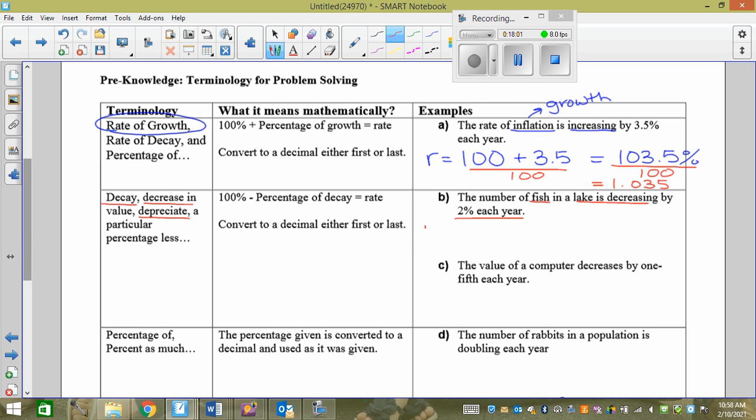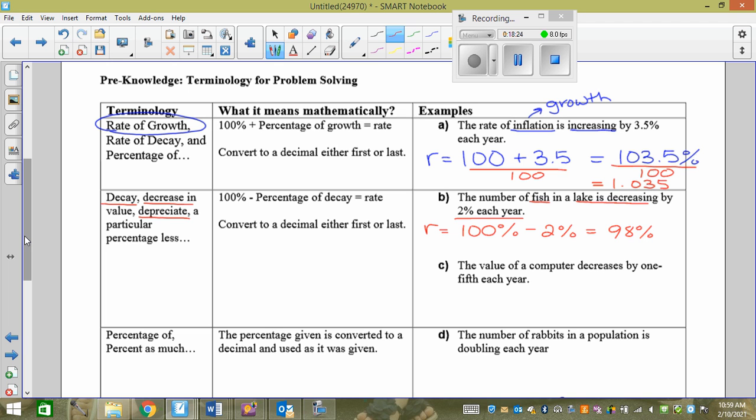So my rate, what am I going to do? I have my 5 fish. Here's my 100%, right? And then I'm going to subtract off my 2%, which gets me 98% of the fish that are left every year. So that 98% tells you what percentage is left. So that's a lot of fish still left, right? 98% of the fish I had in my little lake are still there the next year.